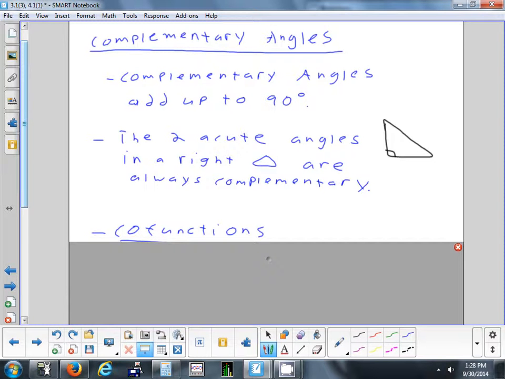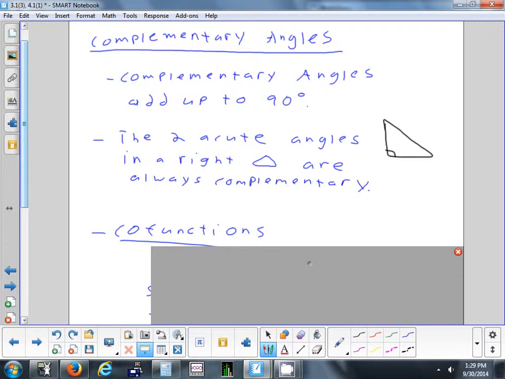Pretty much up until now, I've had you pair them up as reciprocals. You flip one to get the other. Flip sine to get cosecant. Flip cosine to get secant. Flip tangent to get cotangent. Okay, cofunctions are a little different.